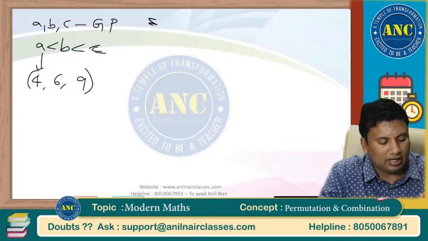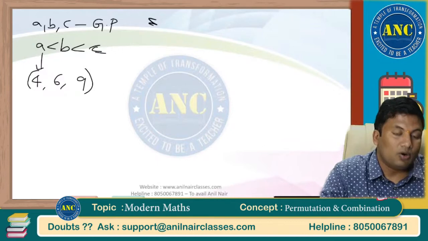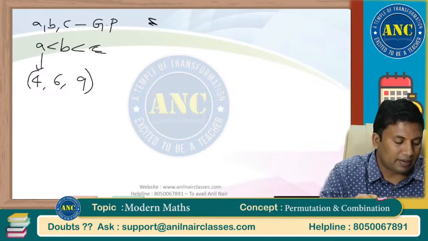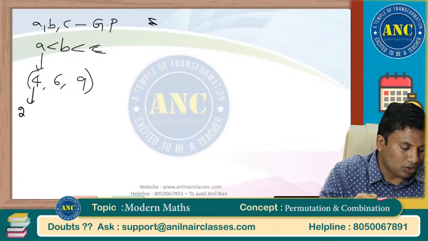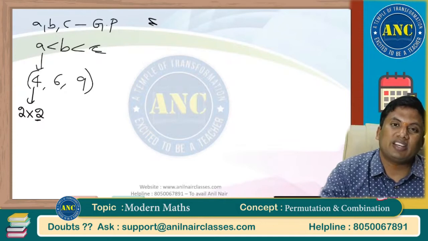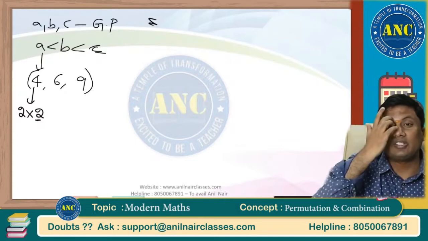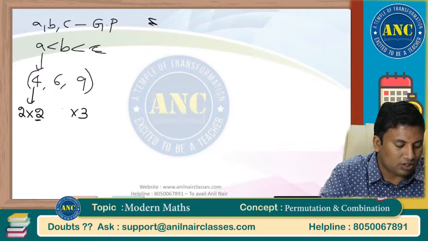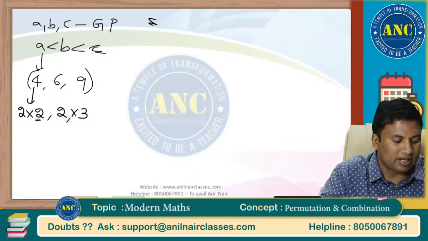4, 6, 9 will satisfy. Sir, how can I get these triplets easily? Now see here. 4 is nothing but 2 into 2. After 2, what is the next natural number that is co-prime with 2, which is 3. So write down 2 into 3. Easily you will get the answer.